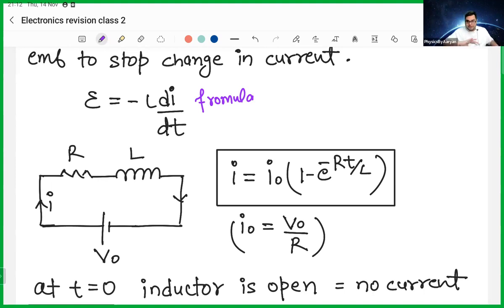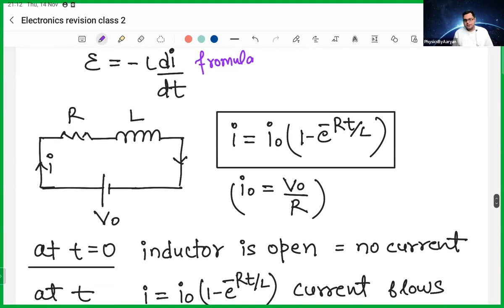Okay. So in the beginning, the current will increase, and then it will become constant. Because ultimately, the inductor wants to bring the current to a constant value because it does not like change. So current in this case will increase, and then it will become a constant value. And the formula in this case will become I = I₀(1 − e^(−Rt/L)).